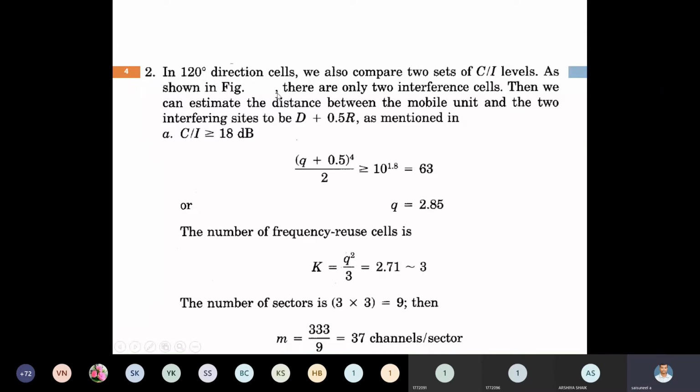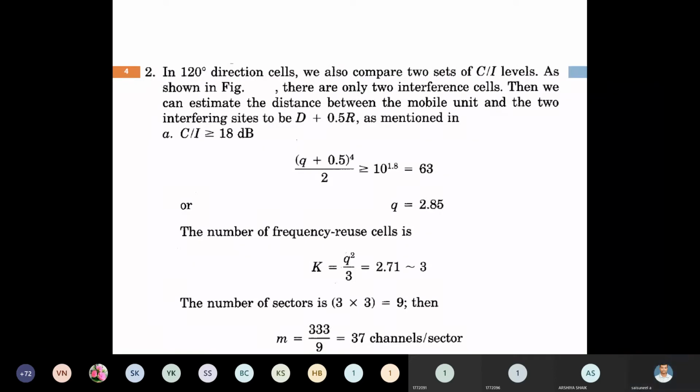Here the distance is equal to D plus 0.5 R. That's why finally we get (Q plus 0.5) power 4 divided by 2 co-channel interference, which is greater than or equal to 10 power 1.8, that is 63. Then the final calculation gives Q equal to 2.85, and K is approximately equal to 3.